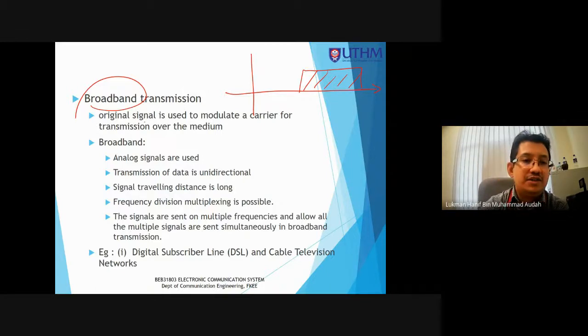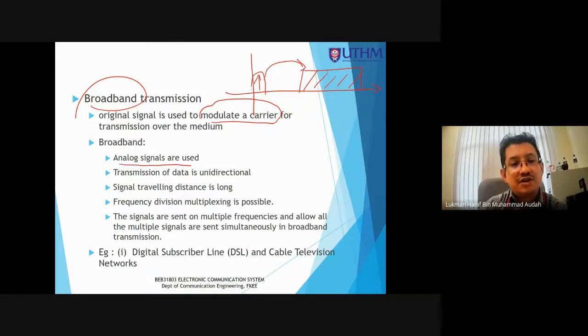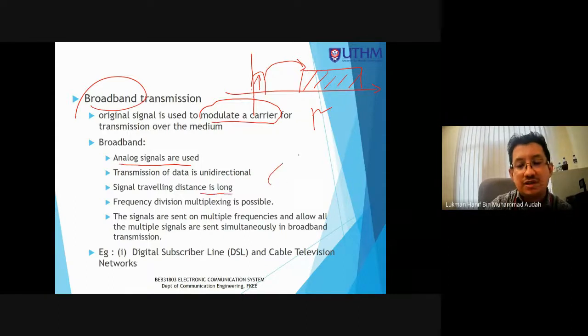Okay, original signal is used to modulate with the carrier. So when we want to use a broadband transmission, we need to do the modulation with the carrier, so that we can translate low frequency. Kita boleh translate low frequency kepada high frequency. So for broadband, analog signals are used, because we want to transmit wirelessly. Signal traveling distance is longer because we can transmit from one point to another point at a longer distance.